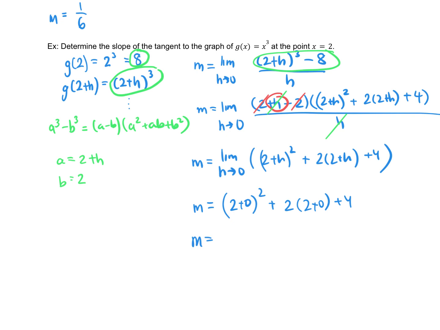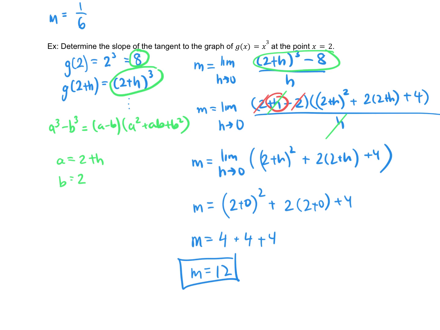Well, that's going to be 2 squared is 4. 2 times 2 is 4, plus 4. We get a slope of 12. So this is me trying to be a little bit more efficient, avoid doing that distributive property, and I noticed there was a difference of cubes. But like I said, we could have definitely taken this (2 plus h) cubed and expanded and simplified it.